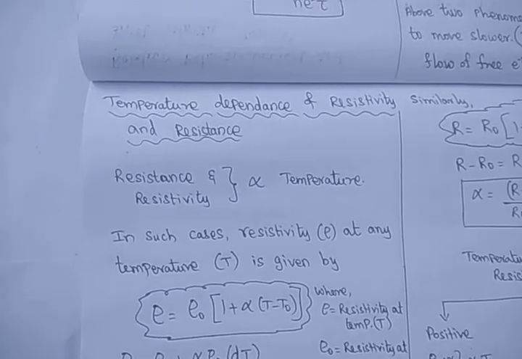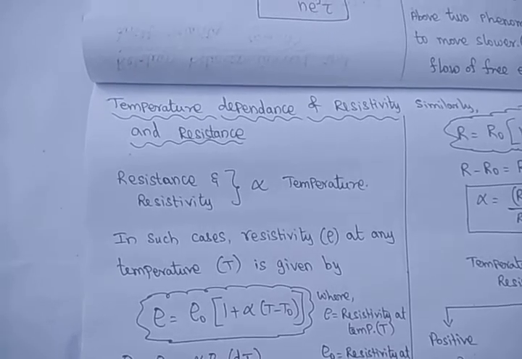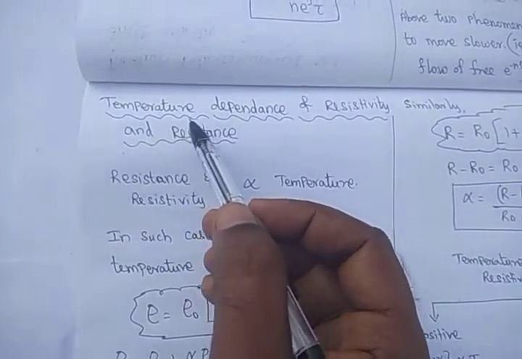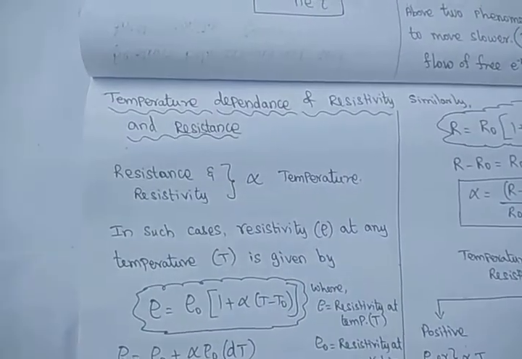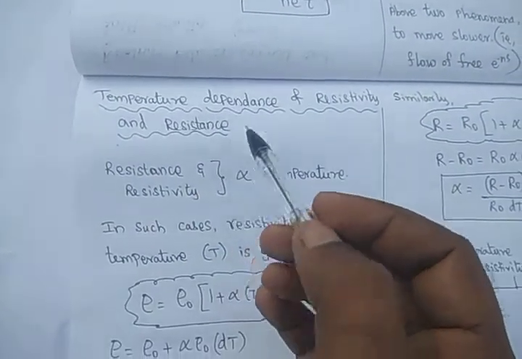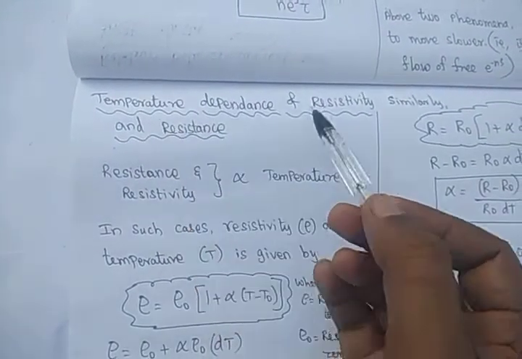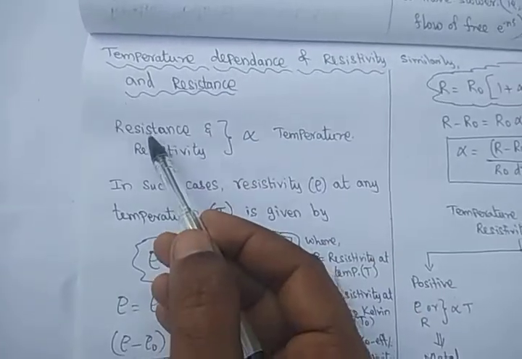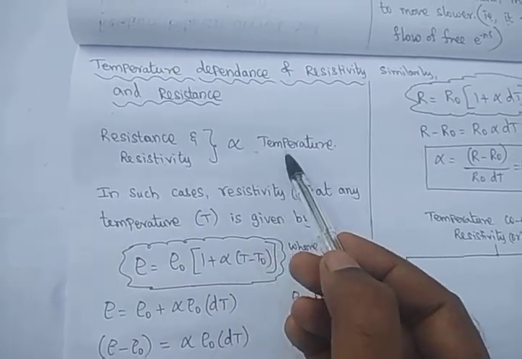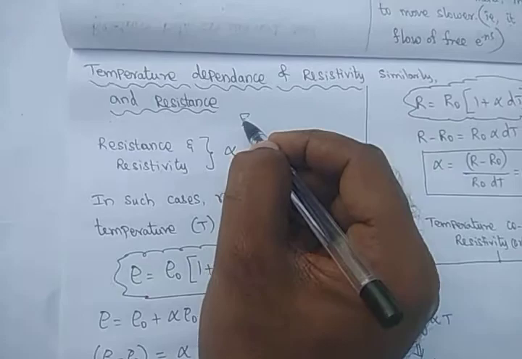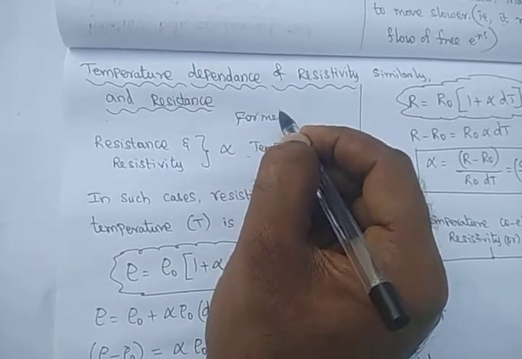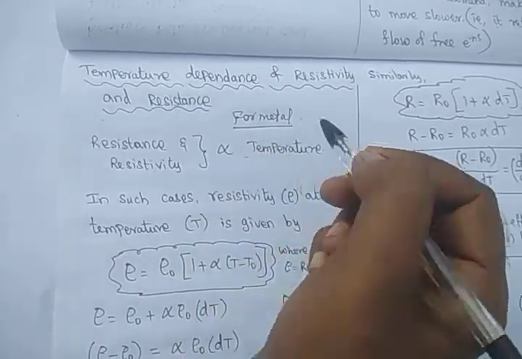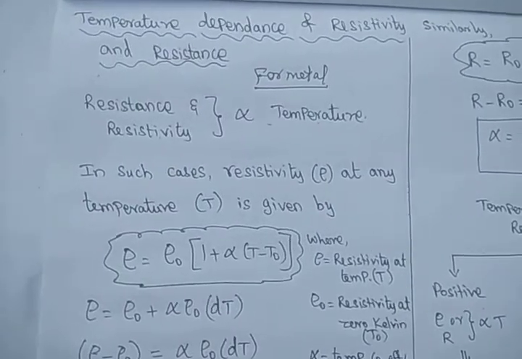Dear students, in Ohm's law itself I saw that the resistance or resistivity of the material depends on temperature. So now we are going to see how the temperature affects it. The resistance or resistivity is directly proportional to temperature for metals. So for a metal, the resistance or resistivity is directly proportional to temperature.